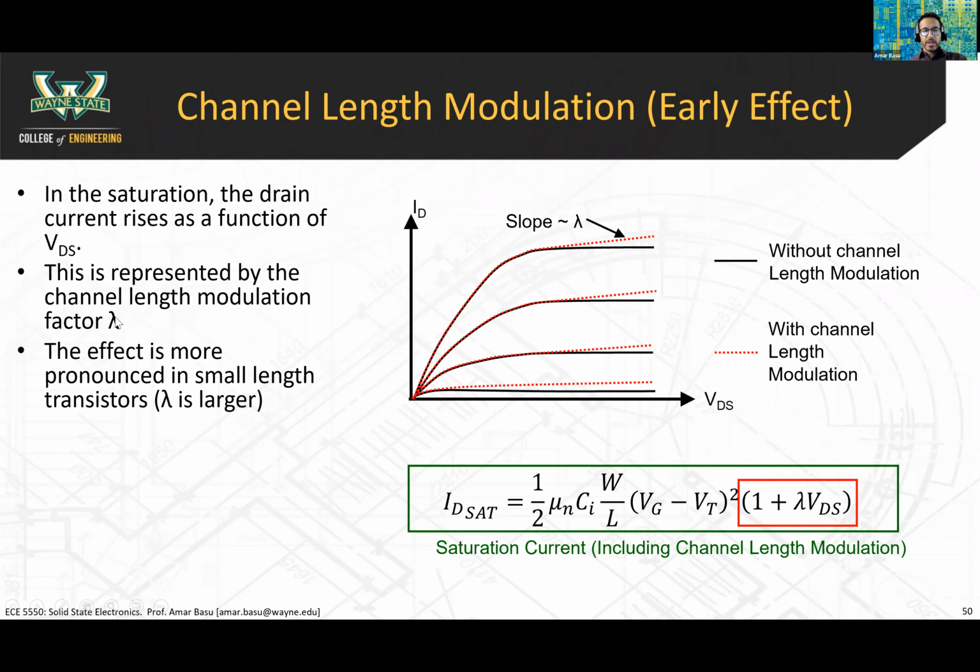So the channel length modulation factor is sort of a percentage. It might be like 0.1, 0.01, or 0.001. It represents how much the channel length changes as a function of drain to source voltage. Okay, I'll get to that in the next slide.